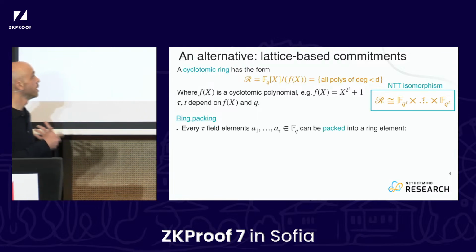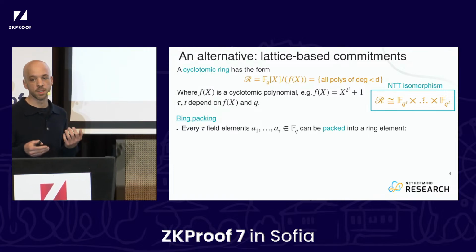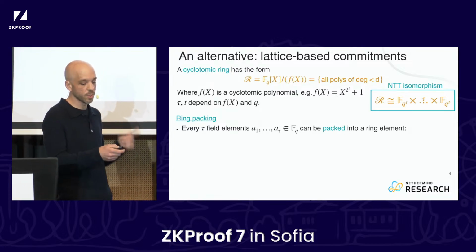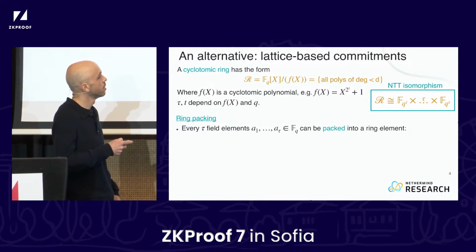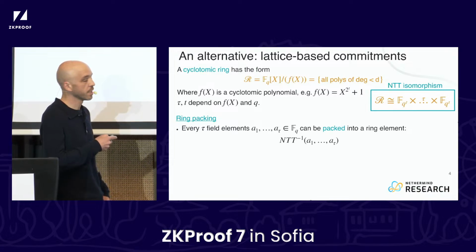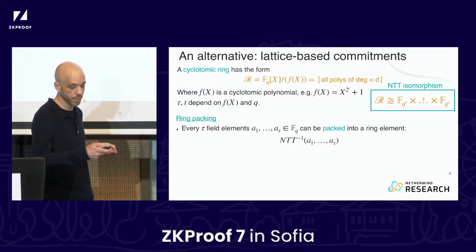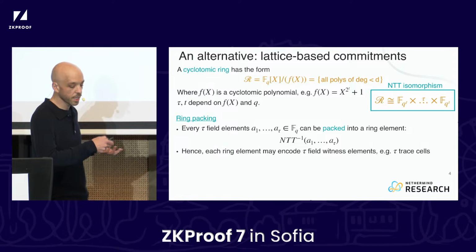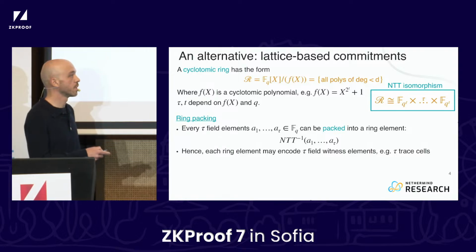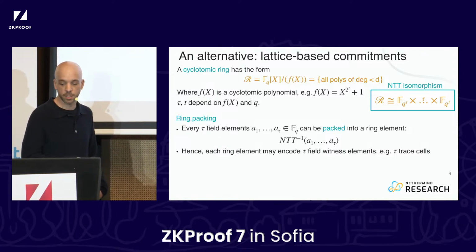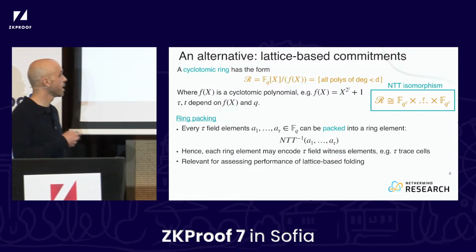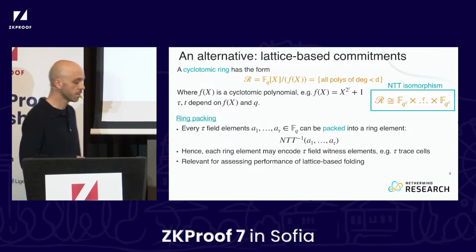So if you have tau field elements, which might be tau witness elements, you can pack them into a single ring element. You simply put the tau of them, one in each component of this direct product, and then you take the inverse of the isomorphism, and you get a single ring element. So each ring element can potentially encode tau field witness elements, or for example, tau trace cells in an execution trace. And we will rely on this a lot when assessing the performance of lattice-based folding.